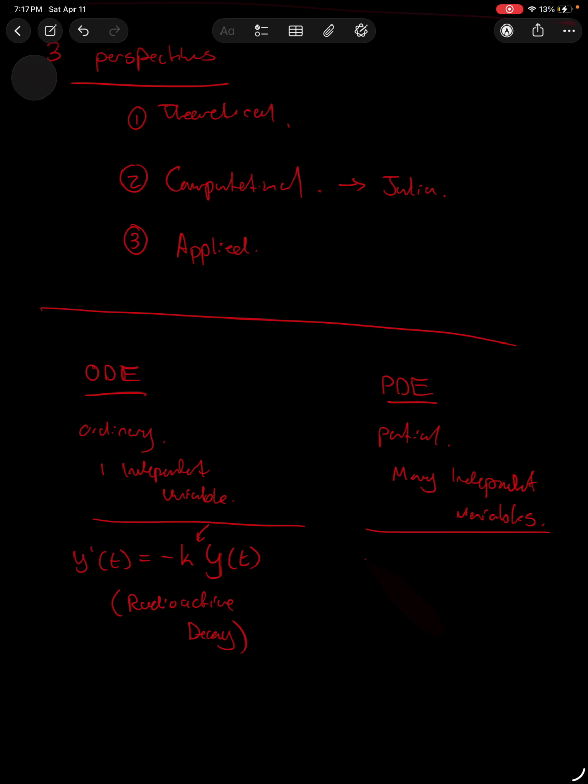The heat equation is a partial differential equation. du/dt equals k times the second partial derivative of u with respect to x squared. The rate of change of heat with respect to time is a constant times the second derivative of heat with respect to distance from the source.